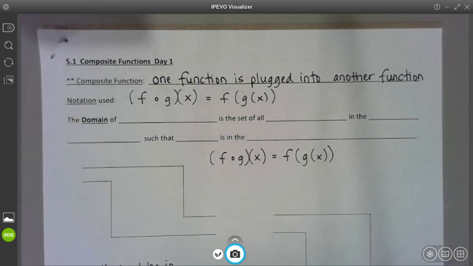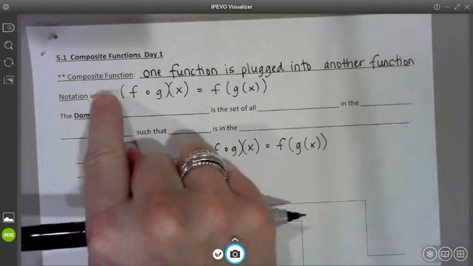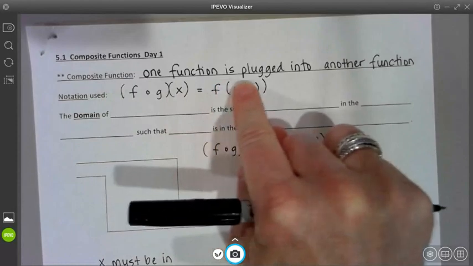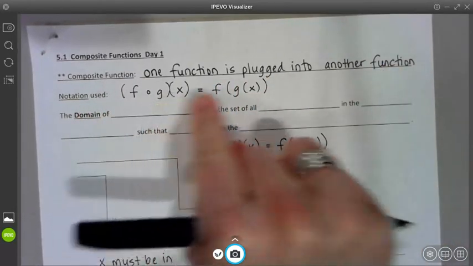Section 5.1 is about composition functions and how we define them, how we find them, and what their domain is made up of. All right, so first of all, by definition, a composition function is when one function is plugged into another function. The notation that is used is either this or that.